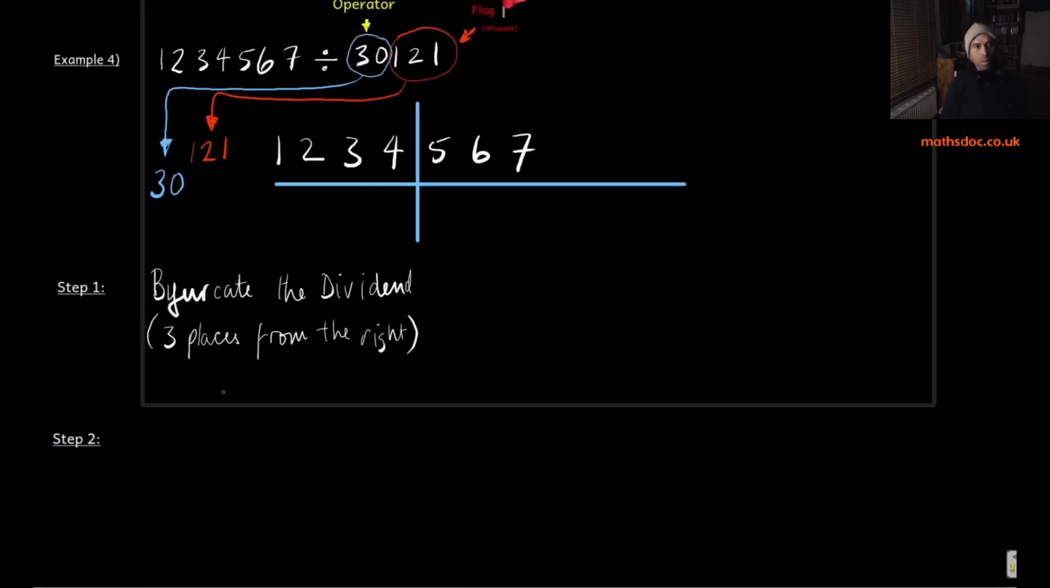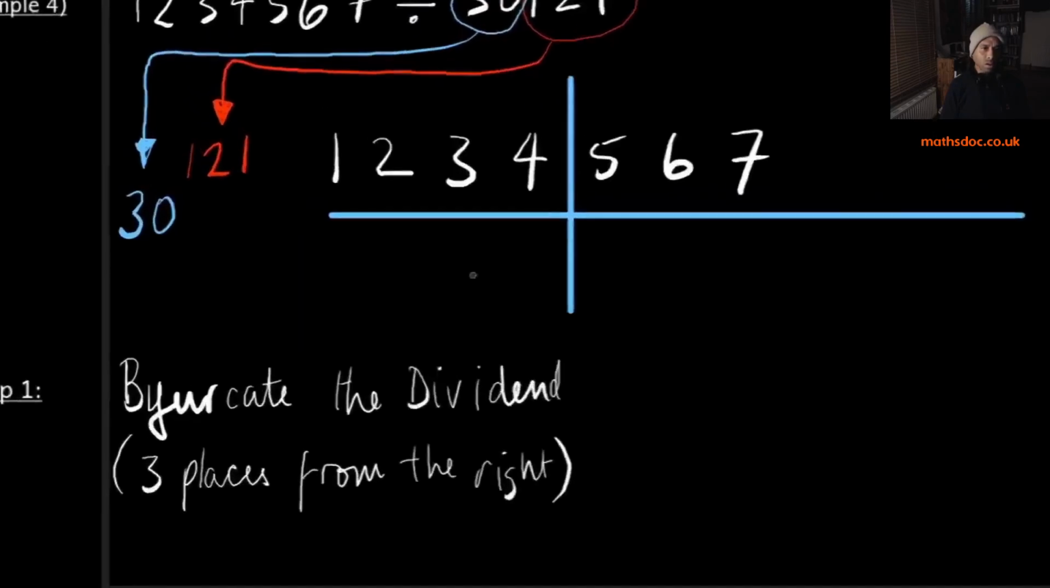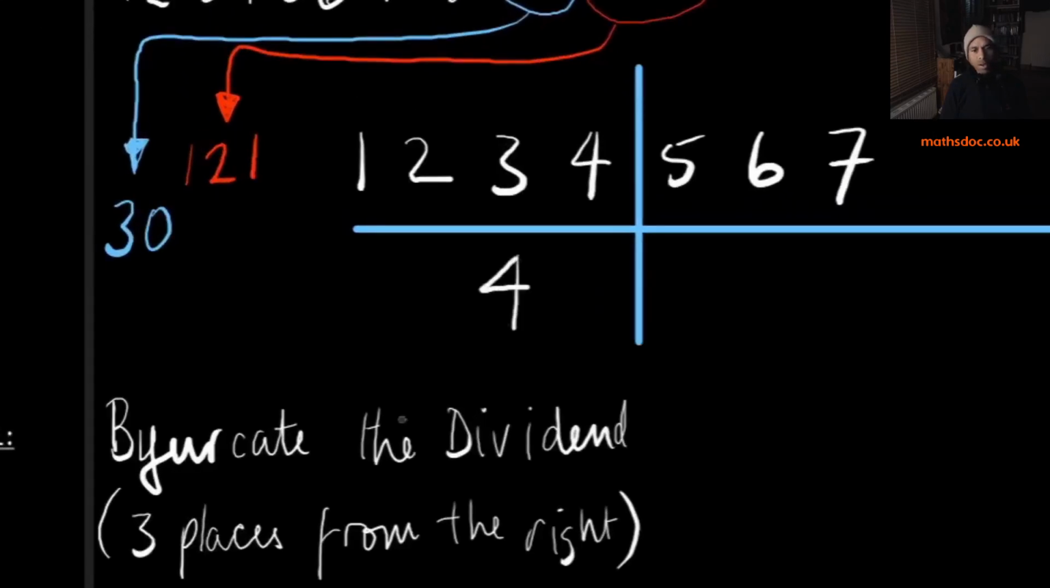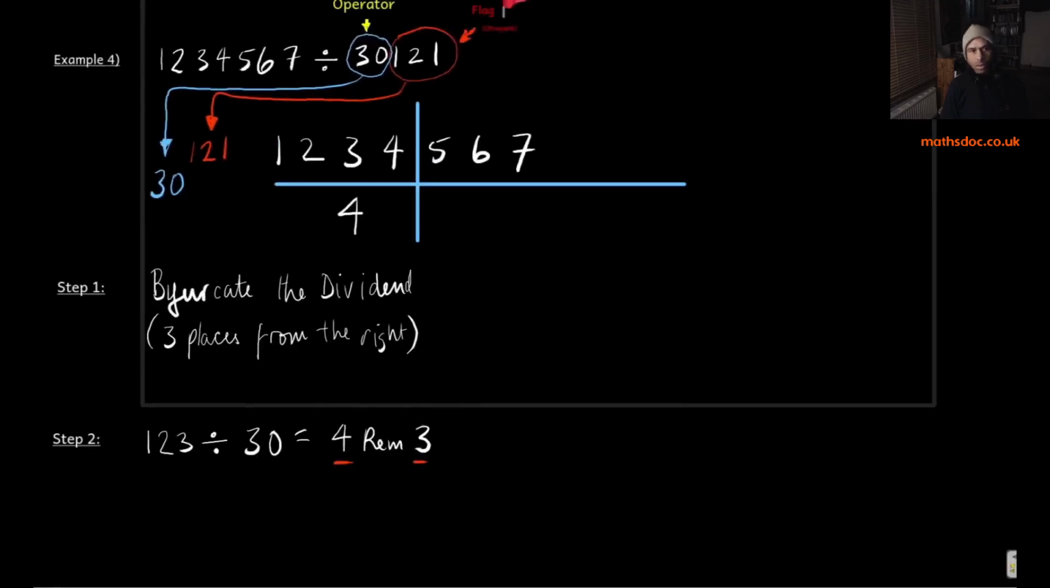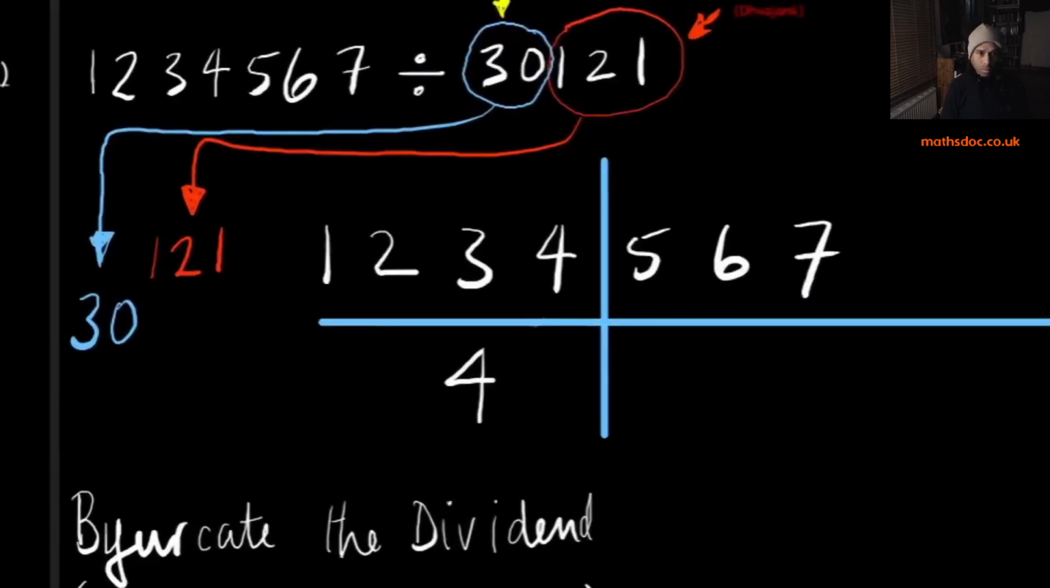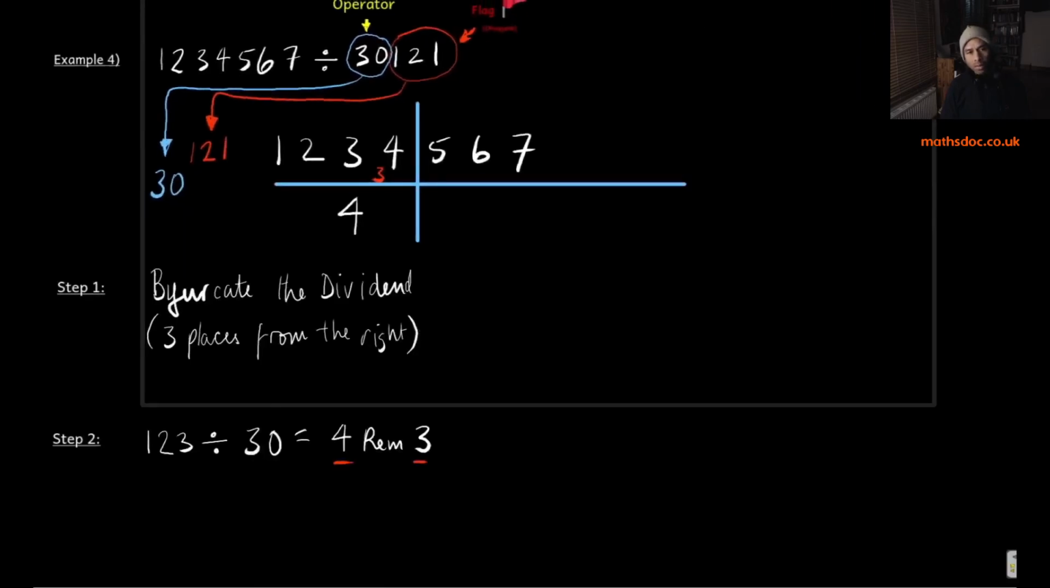Step 2. So we need to do 123 divided by 30. That comes to 4, remainder 3. Let's take that 4, put that 4 under the 3, and prepend the 3 to the 4. So our gross dividend for the next part of the calculation will be 34.